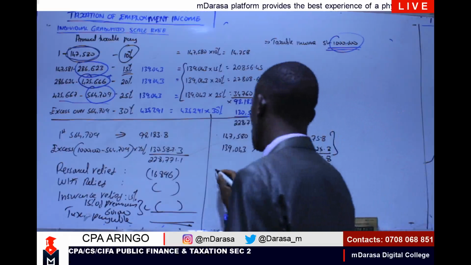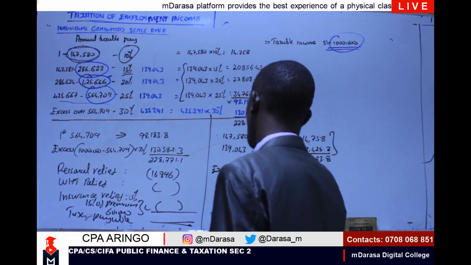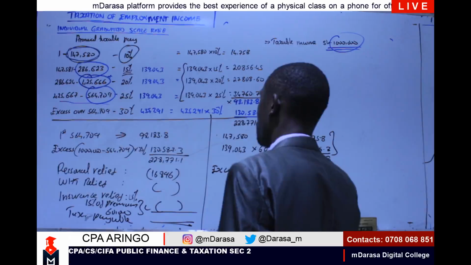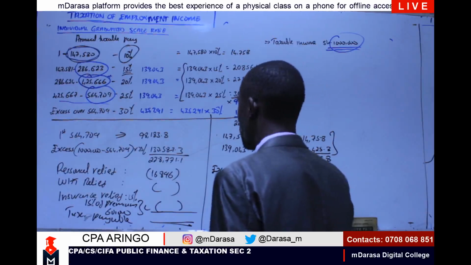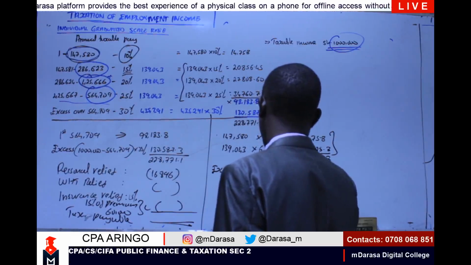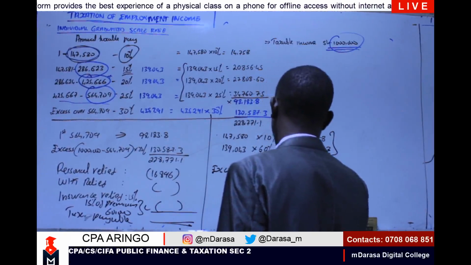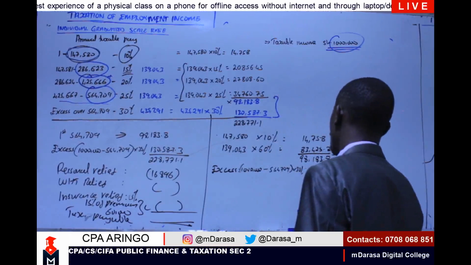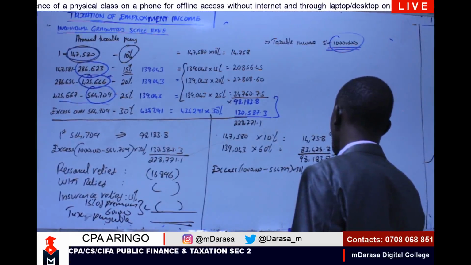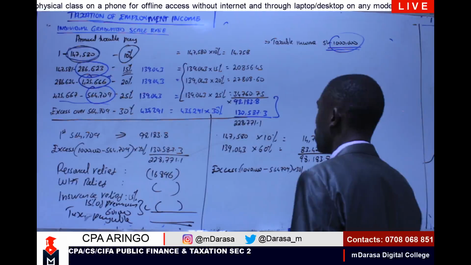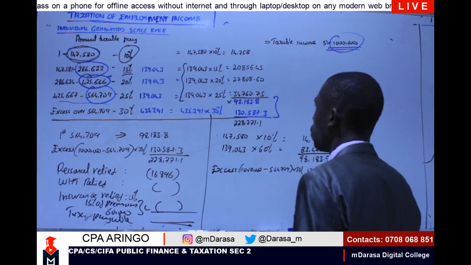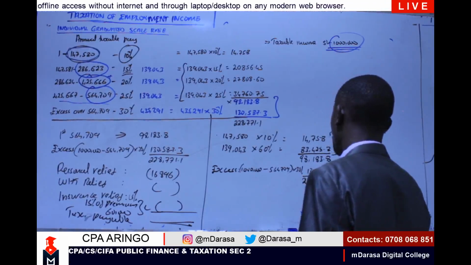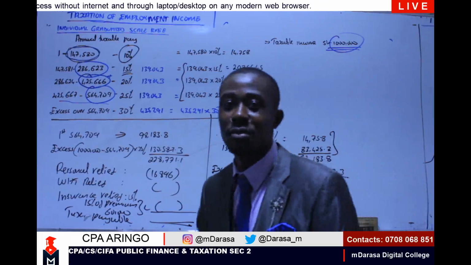Then again, now you take your excess, which is of course 1 million minus the figure that we do have, the 564,709. You multiply by the 30% to give you the same figure of 130,587.3. And the same will have arrived at our figure there, 228,771.1. Imagine as simple as that.